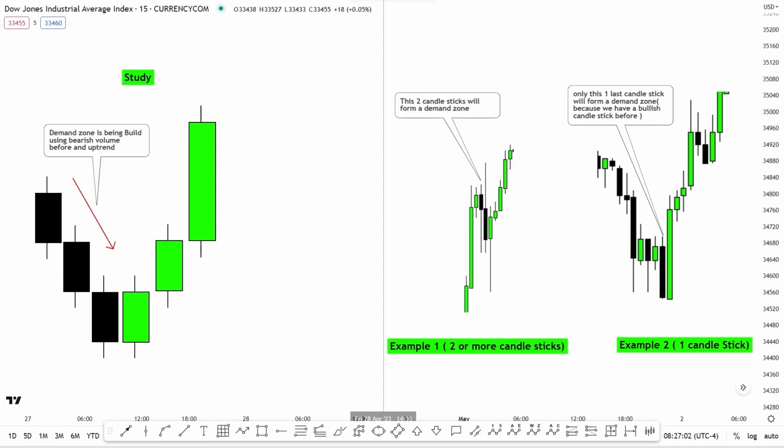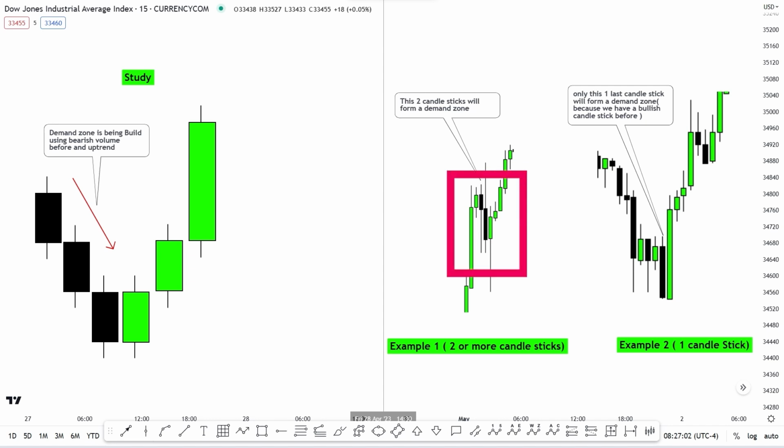To understand how to draw a demand zone effectively, in the first chart pattern, we locate the last bearish candlestick before an uptrend and use it as a starting point for drawing the demand zone. Moving on to the second image, we observe two consecutive bearish candlesticks before a preceding bullish momentum. These two bearish candlesticks collectively form a demand zone.